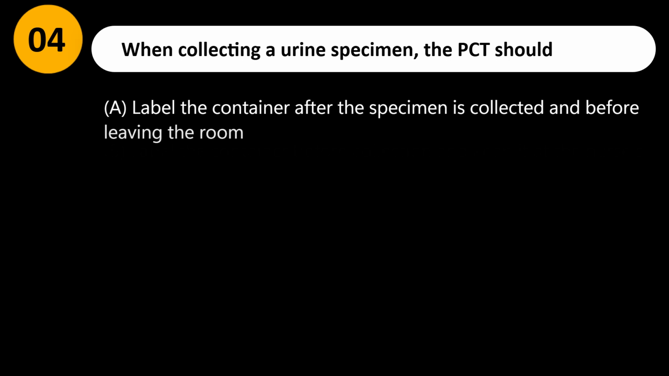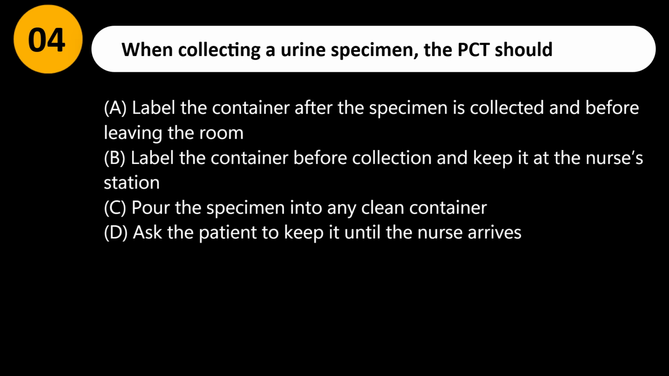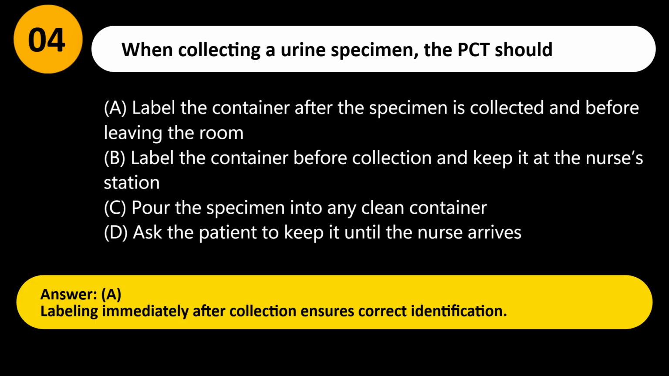When collecting a urine specimen, the PCT should: A. Label the container after the specimen is collected and before leaving the room. B. Label the container before collection and keep it at the nurse's station. C. Pour the specimen into any clean container. D. Ask the patient to keep it until the nurse arrives. Answer: A. Labeling immediately after collection ensures correct identification.